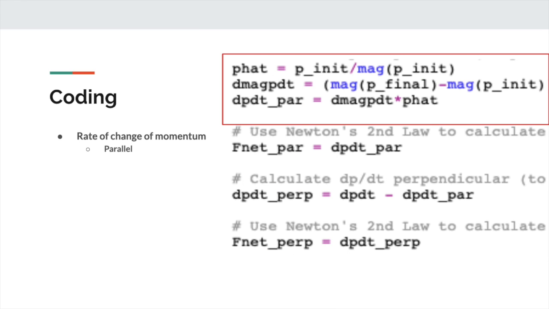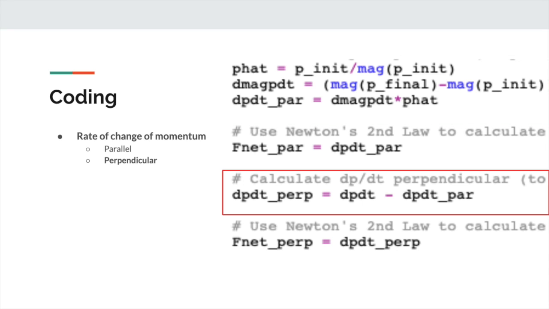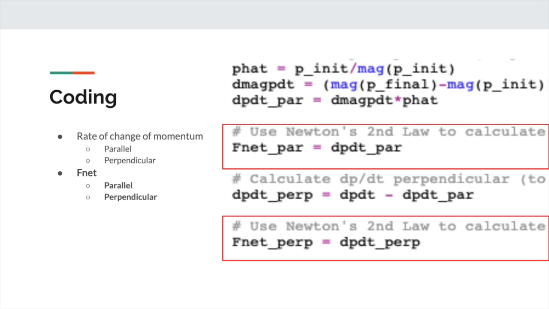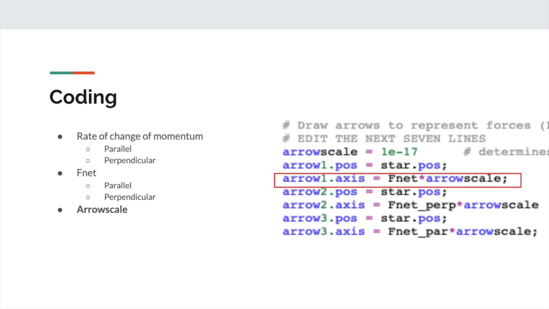We then calculate the parallel component of the rate of change of momentum, which illustrates the change in magnitude. The perpendicular component is found by subtracting the parallel component from the overall dp dt. The parallel and perpendicular components of the net force are equal to the respective components of the rate of change of momentum. The arrow scale was selected to fit the scale of the computational model and was assigned to three different arrows in the model itself.